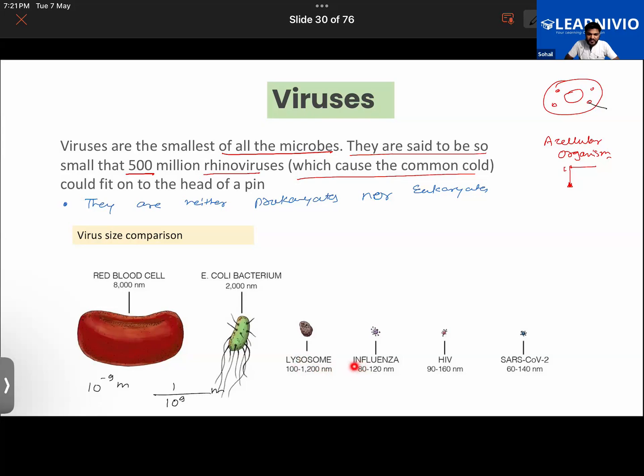Then you have this influenza. This causes the influenza. This is the HIV virus. This is the influenza virus. Then you have the SARS-CoV-2 virus. Getting it now? Now look at the size comparison here. How small? HIV. Which one? This one. Human HIV, yes.